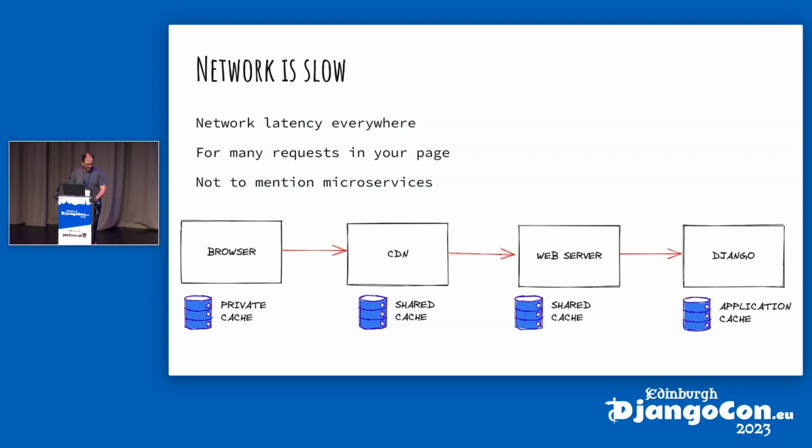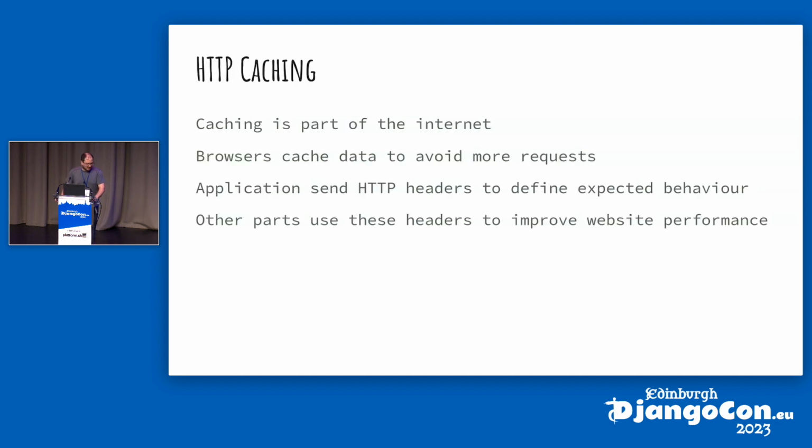And I like to always think about networks because they're really critical to the results I expect. Caching is part of the internet. Without caching, we probably couldn't have what we have today. It would be a lot of data transfer that we don't need.